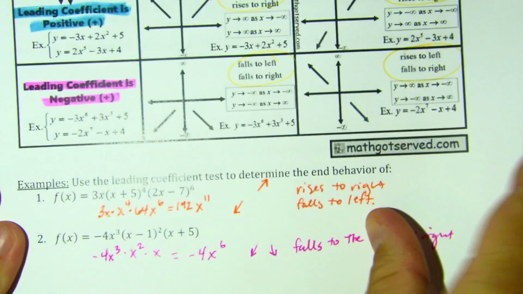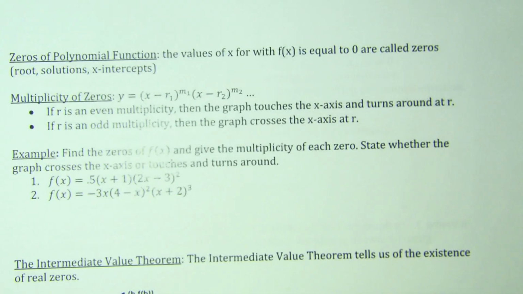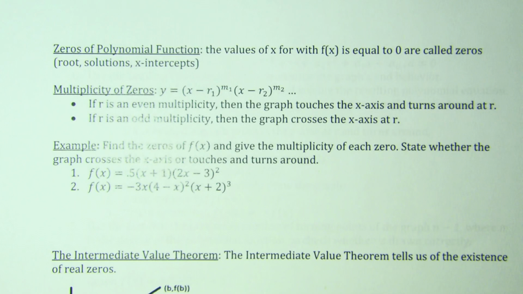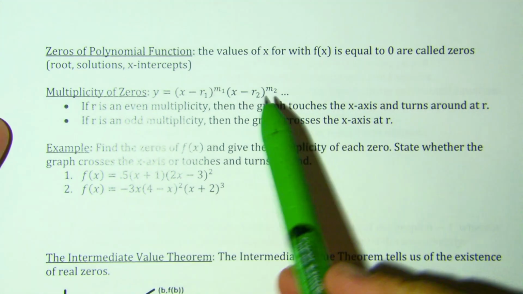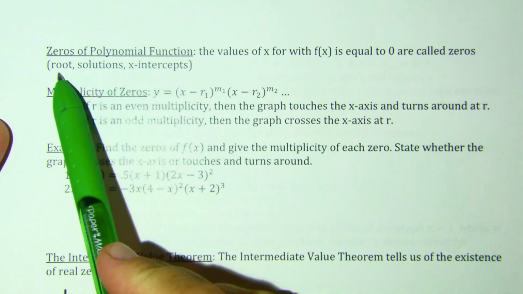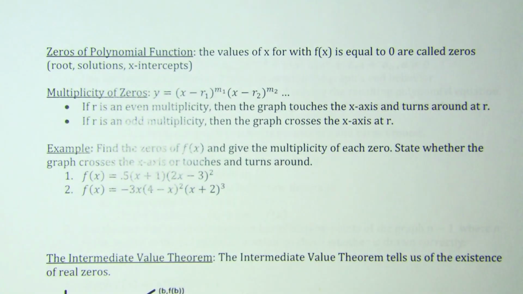All right, moving on to the next page here. We're going to be looking at some other information about polynomials. And here we have zeros of polynomials. So we talked about this in the last video, but another term for zeros of polynomials would be roots, solutions, or x-intercepts. And this is where the function is equal to 0, where it crosses the x-axis.